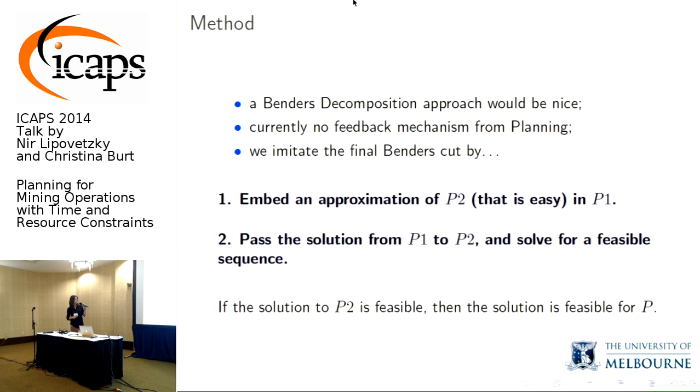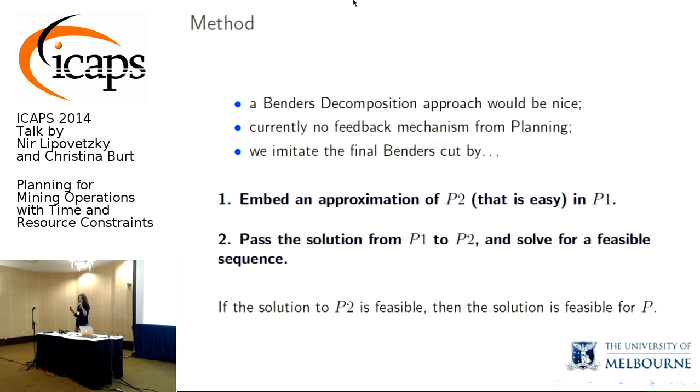So how do we do this? We have this decomposition approach, at least in the mathematical programming community. We like to have some kind of feedback between the two decompositions. In general, this is called Benders decomposition, but so far we haven't found a good mechanism for having a feedback from planning. It's possible to have weak no-good cuts, but we haven't found a way to have strong no-good cuts yet. So in our method, we're going to imitate a Benders decomposition approach by creating an easy-to-solve approximation for the second partition, the loader sequencing problem, and embedding that within the first partition.